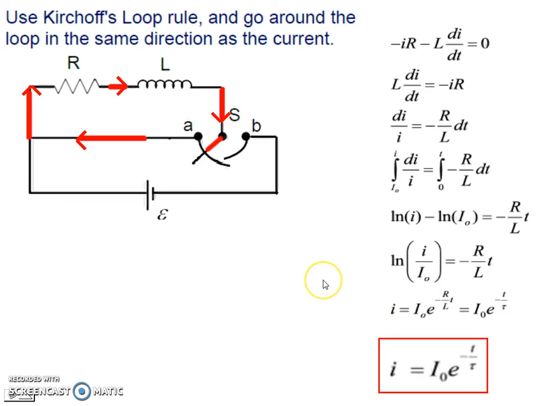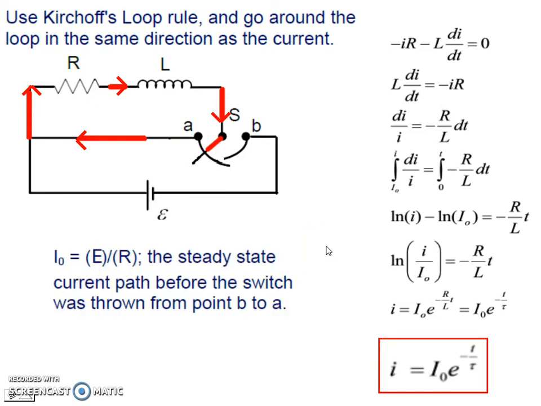Oh, look at that. And so this is the equation we're going to box in for the current in this sort of discharge phase of the LR circuit, where I0 is that initial current, EMF over R.